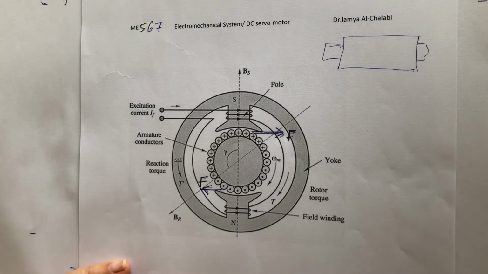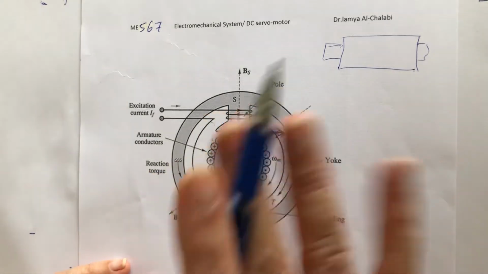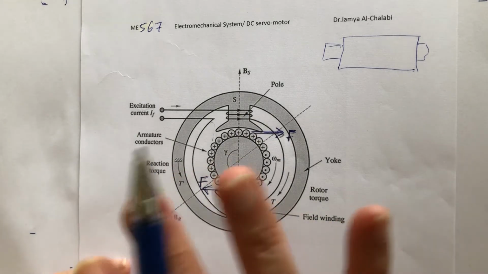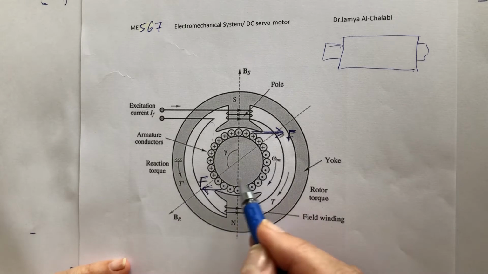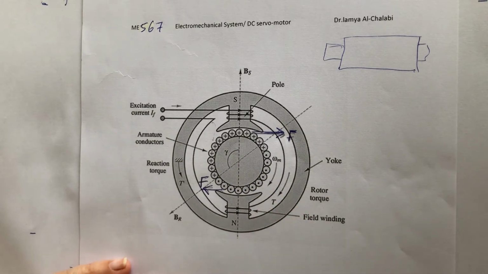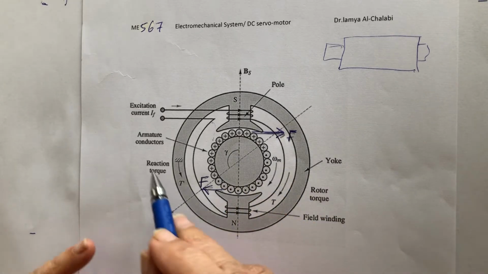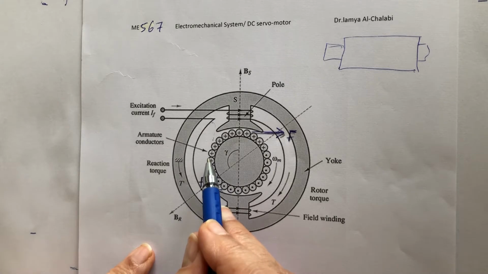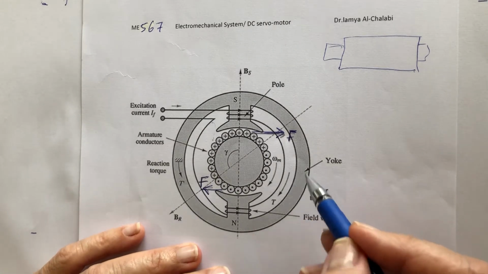Now you see the white part. All of it is open, it's air, so it's empty. And this part is called the armature, or the rotor, which goes round, okay? On that armature, we have the armature conductor.